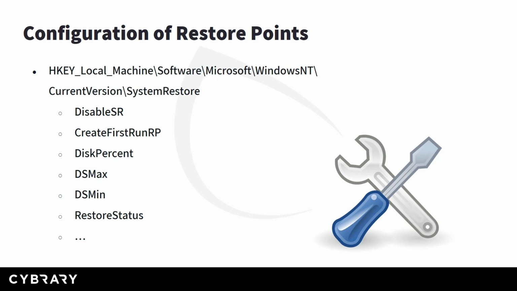DSMax is the maximum allowed disk space. System Restore uses the larger of the two. DSMin is the minimum amount of disk space in megabytes required for the system restore to be running. RestoreStatus indicates whether the last restore process failed.